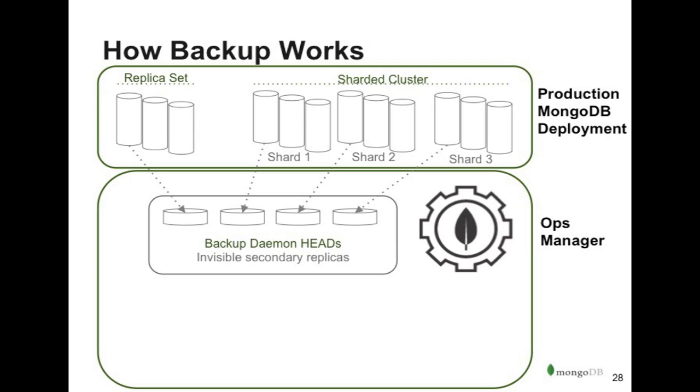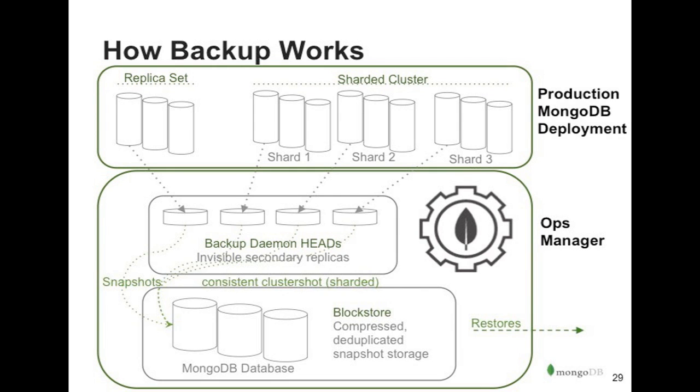In other words, this thing is not in the replica set configuration or any of that stuff. But what this means is we can fully control the state of these invisible secondary replicas, Ops Manager can, and as a result, it can ensure that windows of opportunity are created such that consistent snapshots can be created. So we use these invisible secondary replicas to take consistent snapshots periodically and store those snapshots in this block store, which is a large MongoDB deployment that stores all of your snapshots in a compressed and deduplicated fashion.